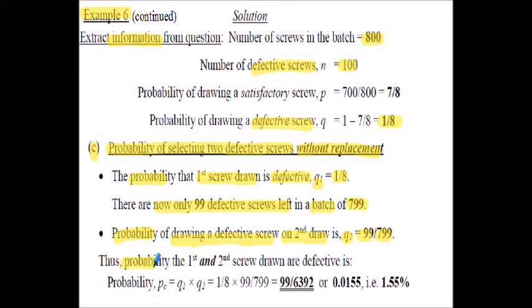This gives the probability that the first and the second screw drawn are defective as Q1 times Q2 from the multiplication law of probability. So in this case that's 1 upon 8 multiplied by 99 upon 799. That gives a probability of 99 divided by 6,392, or in decimals 0.0155 or 1.55%.